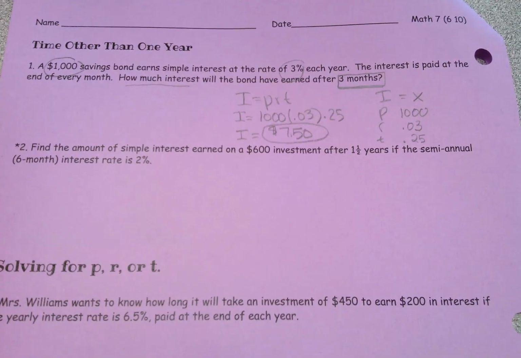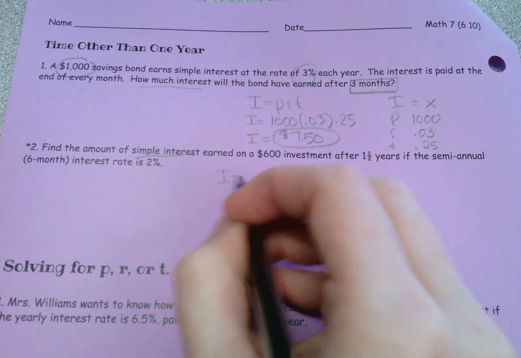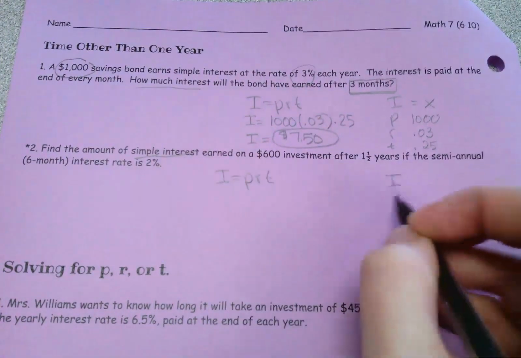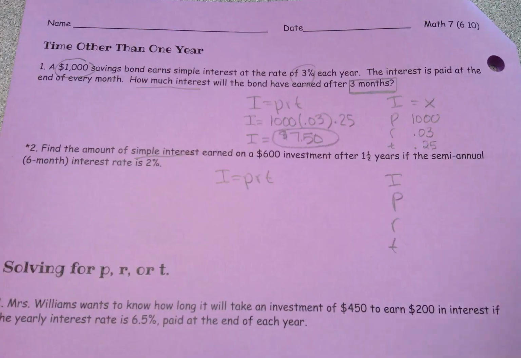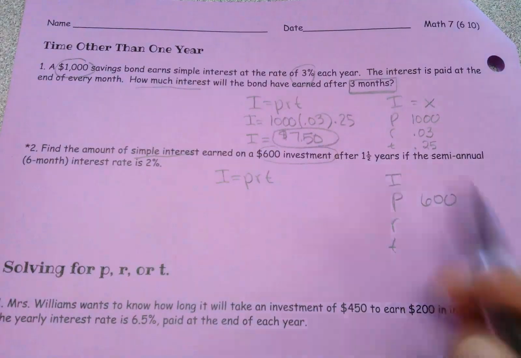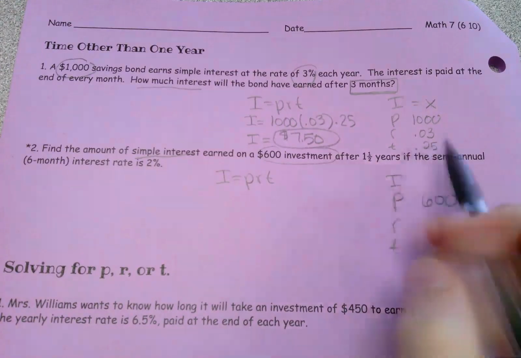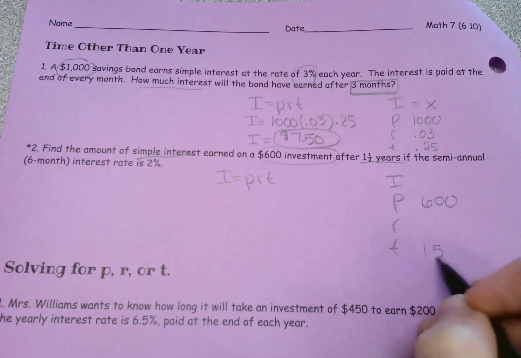All right, so now what I want you to do is look at number 2. So number 2 says find the amount of simple interest earned on a $600 investment after 1.5 years if the semi-annual 6-month interest rate is 2%. Whew, okay, so simple interest, I see it. I write my formula. I per D, I equals PRT. I have my I, my P, my R, and my T. So $600 is how much I put in. Boom, that's my principal. After 1.5 years, well, my time is in years, so that's okay. So I have 1.5 years.